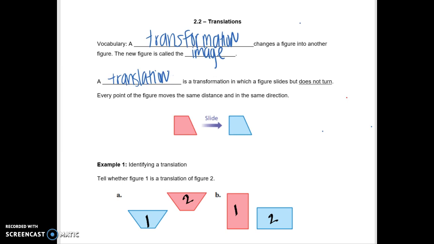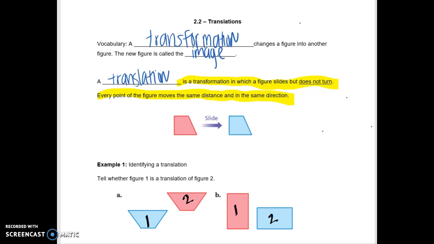We'll also talk about rotations, reflections, and dilations. But one type that we're talking about in this lesson is a translation. A translation is a transformation in which the figure slides but does not turn. Every point of the figure moves the same distance and in the same direction. So it's like if you were just to pick an object up and slide it over to the left, to the right, up, down, diagonal, that's a translation.